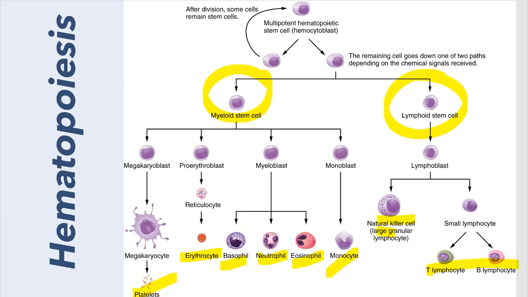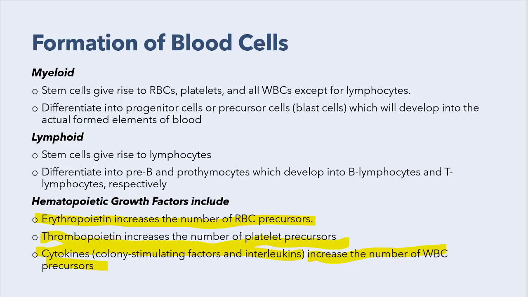Like I mentioned, hormones stimulate the process of hematopoiesis. These hormones are collectively called hematopoietic growth factors, and depending on the hormone, we're going to see an increase in a specific type of cell. If we need more red blood cells, erythropoietin is secreted, or EPO. If we need more platelets, then thrombopoietin is secreted, or TPO, thrombo for thrombocyte. And cytokines are secreted to stimulate the increase of the number of white blood cell precursors, which eventually lead to more white blood cells.